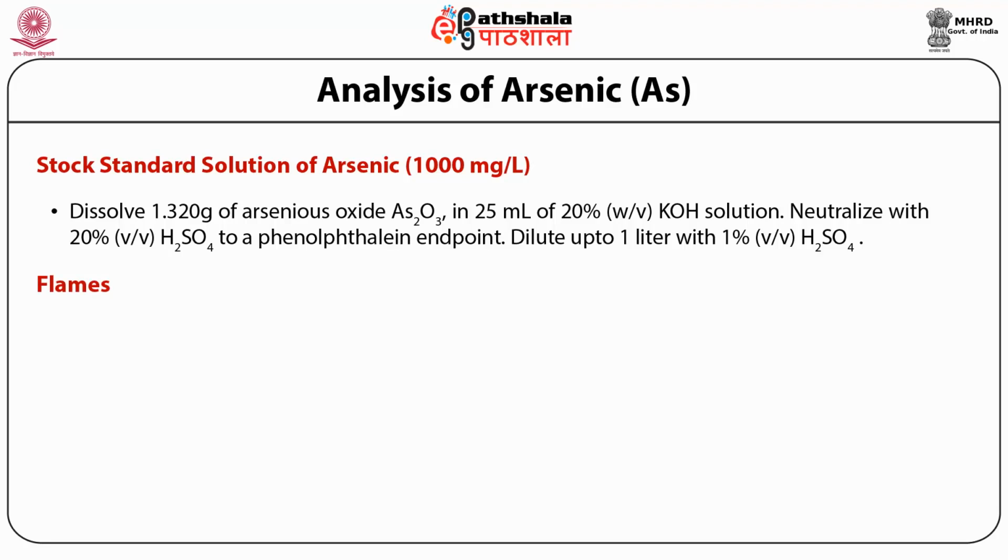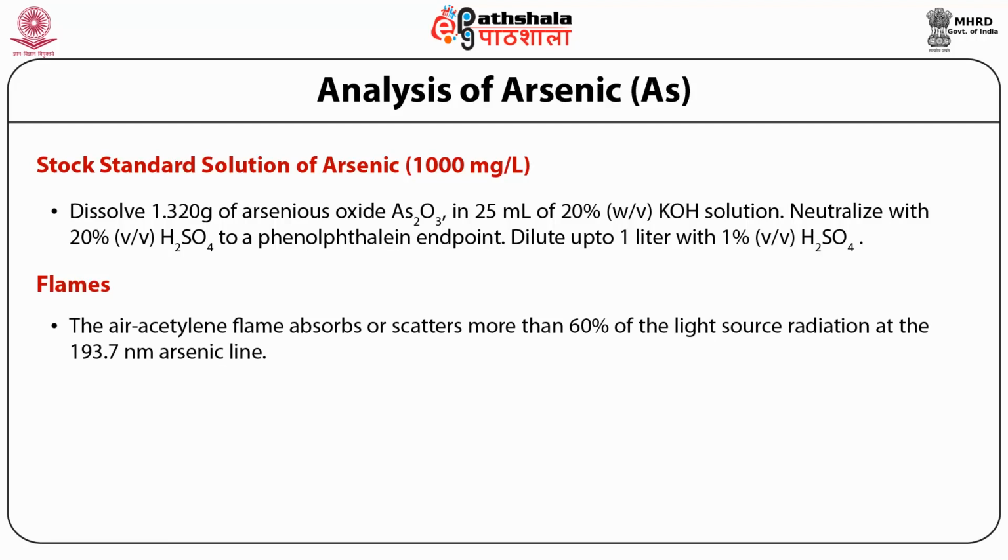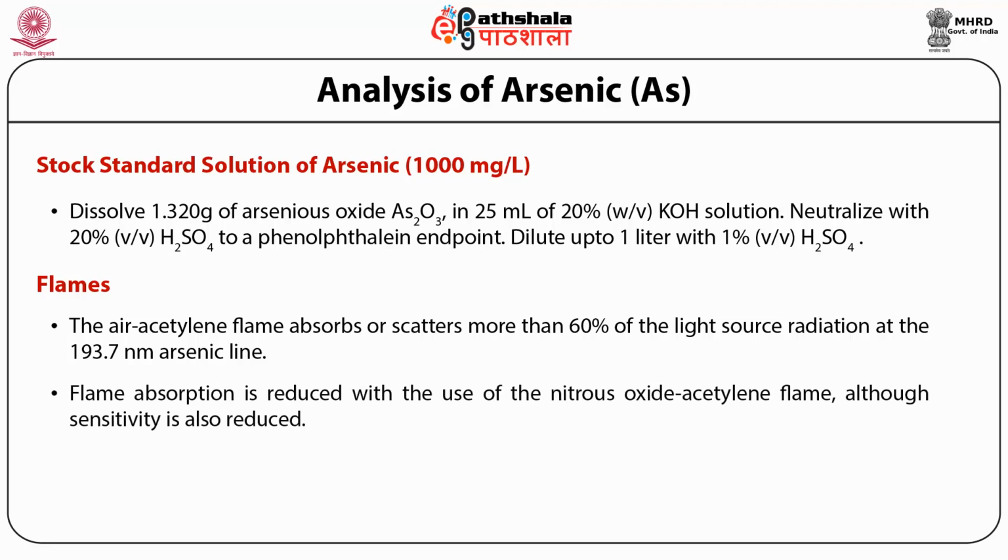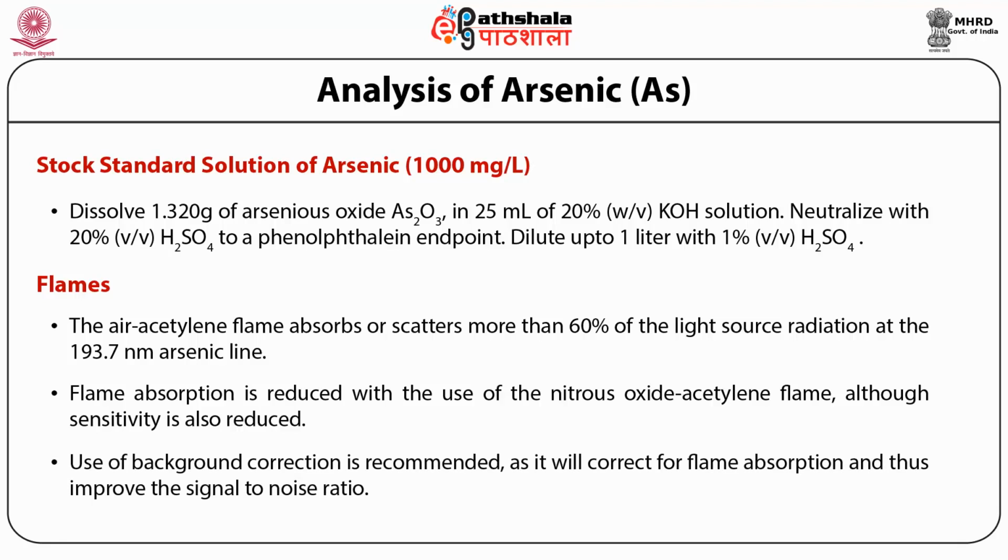The flame used in determination of arsenic: the air acetylene flame absorbs or scatters more than 60% of the light source radiation at 193.7 nanometers of arsenic line. Flame absorption is reduced with the use of the nitrous oxide acetylene flame. Although sensitivity is also reduced, so use of background correction is recommended as it will correct for flame absorption and thus improve the signal to noise ratio.